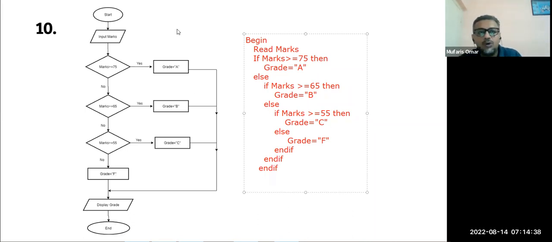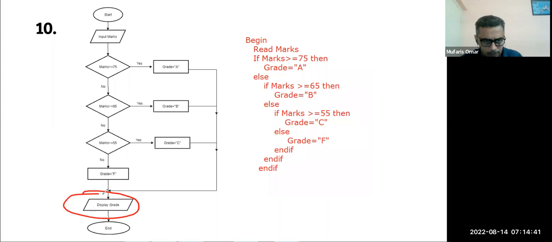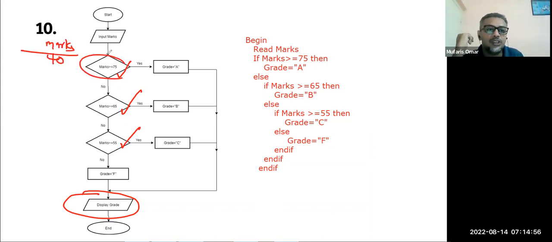Finally, once you finish all the conditions, you have the display statement. So you check if marks is greater than 75, no. Go to 65, no. 55, no. Marks is less than 55. Let's say your marks is 40. Now what happens? Okay, you check the first one, no.